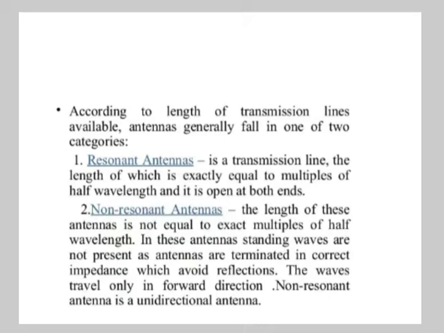The non-resonant antenna, the length of this antenna is not equal to exact multiples of the half wavelength, and in these antennas standing waves are not present, as the antenna is terminated in correct impedance which avoids the reflections. So the wave travels only in forward direction, and the non-resonant antenna is a unidirectional antenna.